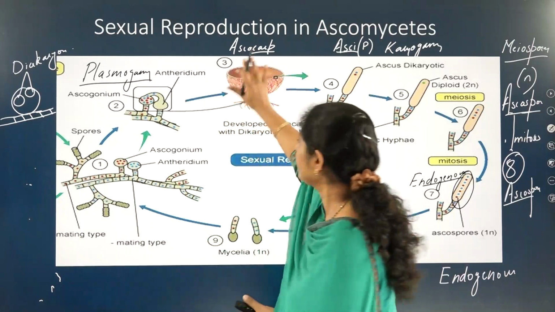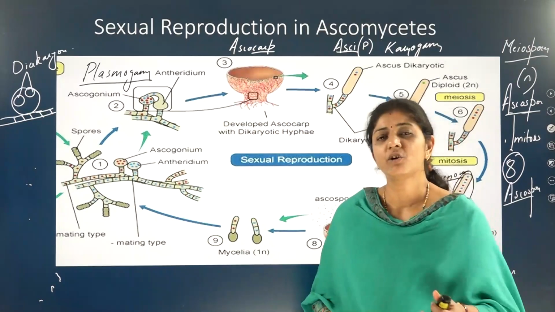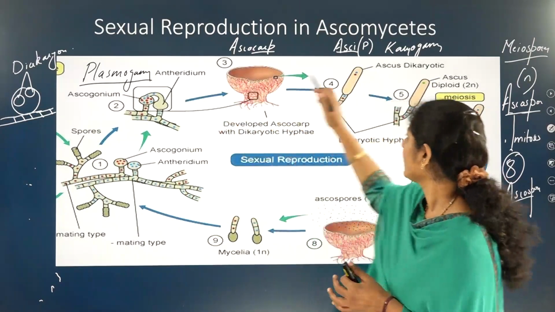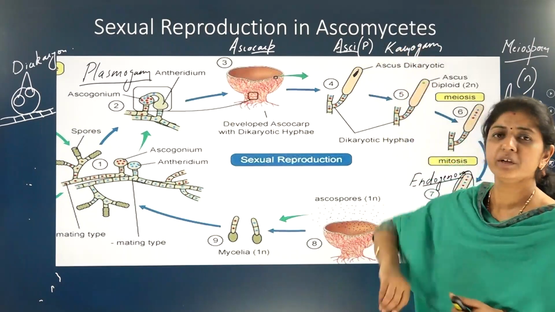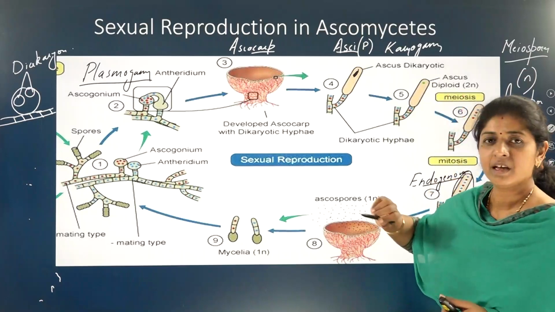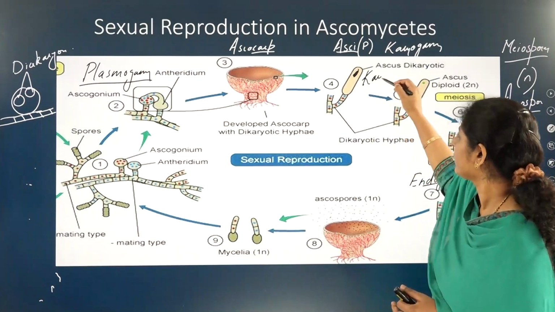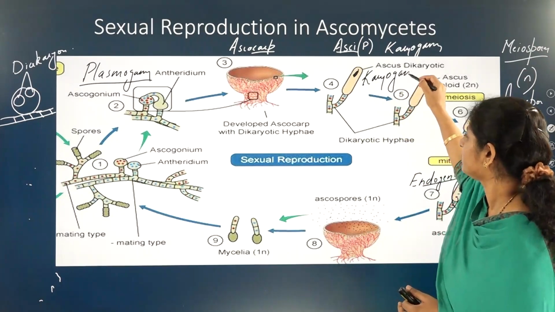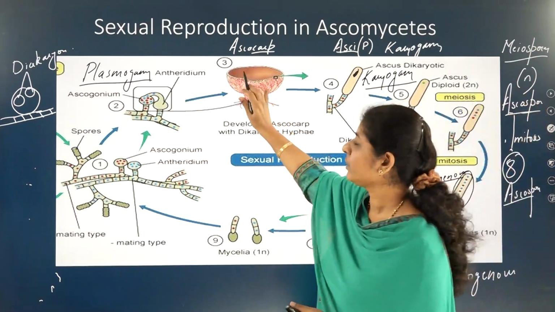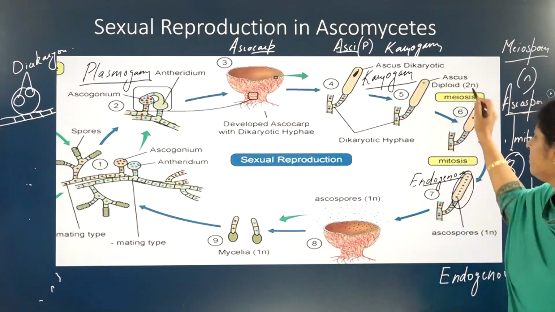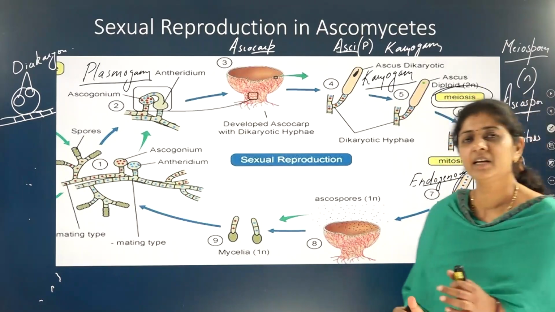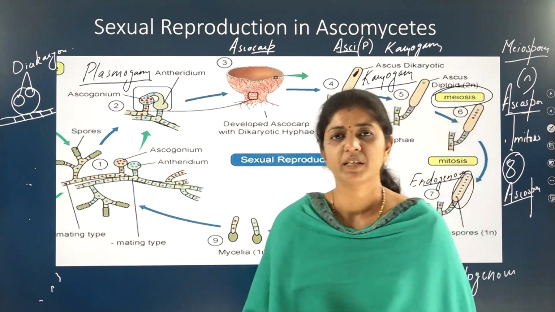And here what has been formed? Fruiting body, dikaryotic phase. Can I say karyogamy has been delayed? Here they are going to fuse haploid nuclei at this point. And this step you call what? Karyogamy. Right? Due to the dikaryotic phase, karyogamy has been delayed. And after that, what happened? Meiosis happened. Right? So this is about the ascomycetes.